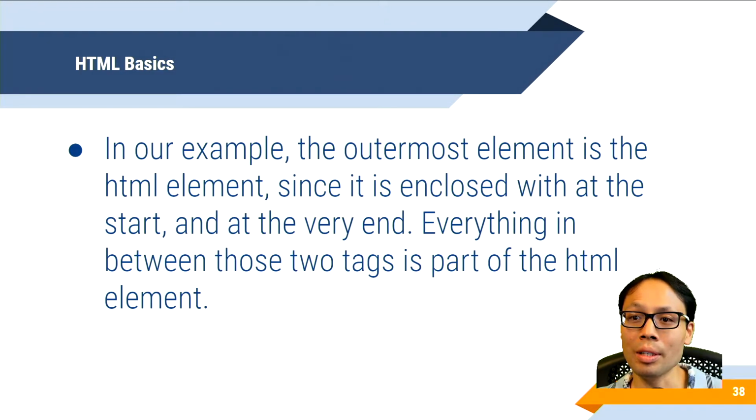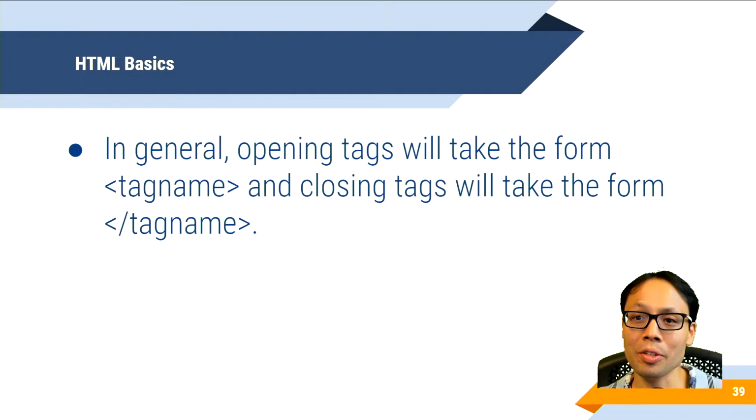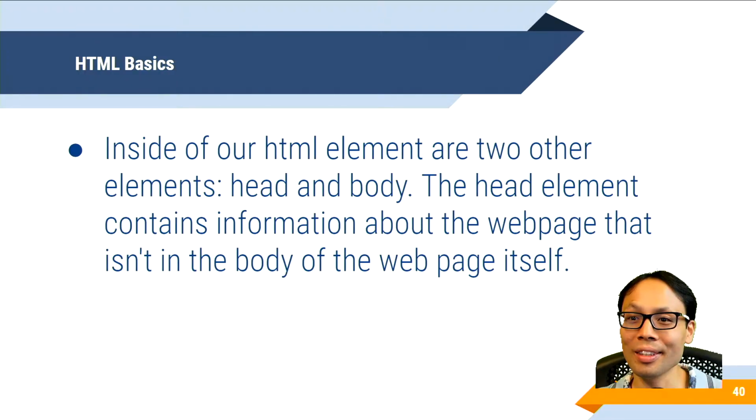So in our example, the outermost element is the HTML element, and you start off with it and then you end up with it, and everything in between those tags is part of the HTML element. So that's just HTML nomenclature, or how we talk about HTML. In general, opening tags will take the form of the tag name, and the closing tags will take the form of /tag name, both of which are in between brackets, or actually those aren't brackets, those are less than and greater than signs. Inside of our HTML element are two other elements, a head and a body.